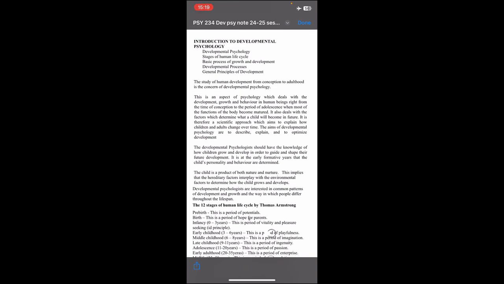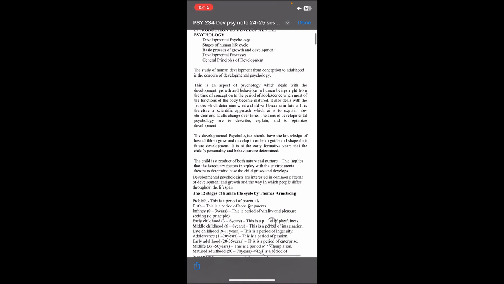So now, the study of human development from conception to adulthood is the concern of developmental psychology. But this is developmental psychology 1, so it's only concerning everything from conception till, I think, infancy or early childhood. I'm not really sure, but it's not the full thing. This is an aspect of psychology which deals with the development, growth, and behavior in human beings right from the time of conception to the period of adolescence when most of the functions of the body become matured. Now that's the definition of developmental psychology.